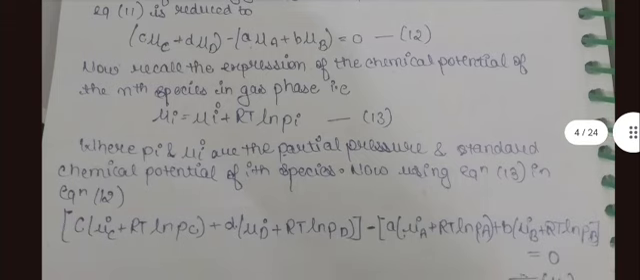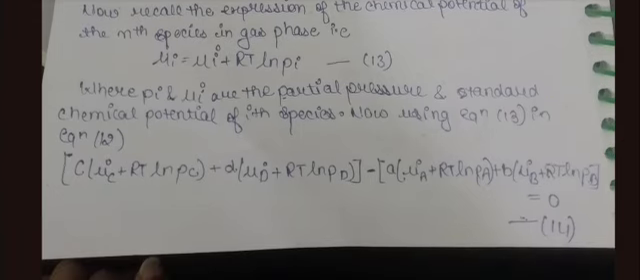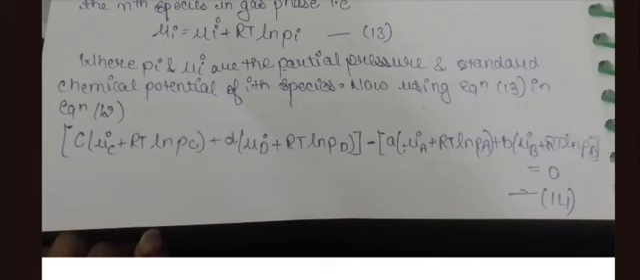Now recall the expression of chemical potential of the ith species in gas phase, that is Ui is equal to Ui naught plus RT ln Pi, where Pi and Ui naught are the partial pressure and standard chemical potential of the species. Now put equation 13 in equation 12: C into Uc naught plus RT ln Pc, plus D into Ud naught plus RT ln Pd, minus A into Ua naught plus RT ln Pa, plus B into Ub naught plus RT ln Pb, is equal to 0.